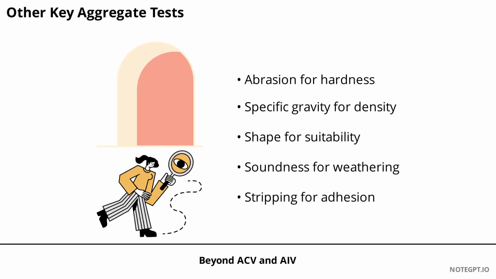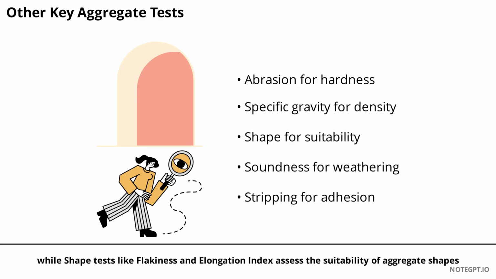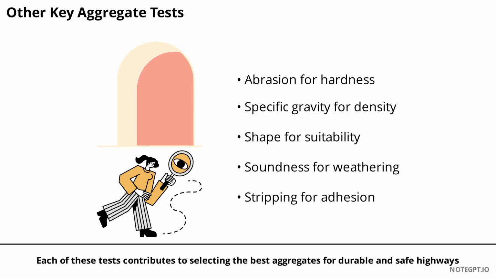Beyond ACV and AIV, several other tests are crucial for aggregate evaluation. The Los Angeles Abrasion test measures hardness and resistance to wear, ensuring aggregates can withstand traffic-induced abrasion. Specific gravity and water absorption tests determine density and porosity, while shape tests like flakiness and elongation index assess the suitability of aggregate shapes. The soundness test checks resistance to weathering, and the stripping value test evaluates adhesion with bitumen. Each of these tests contributes to selecting the best aggregates for durable and safe highways.